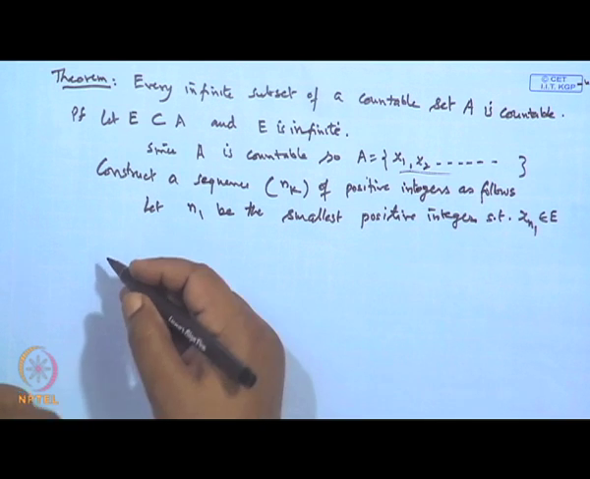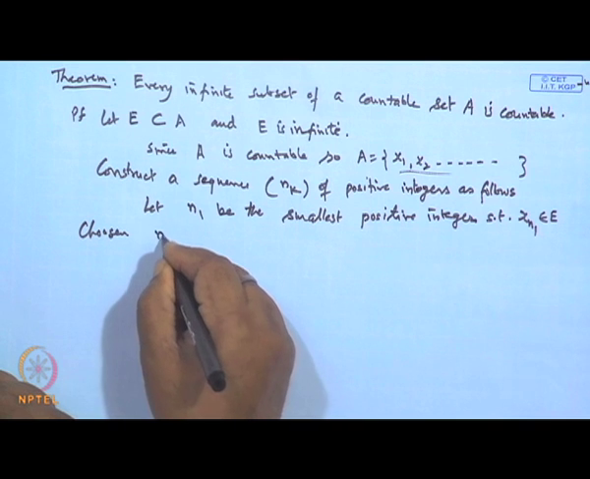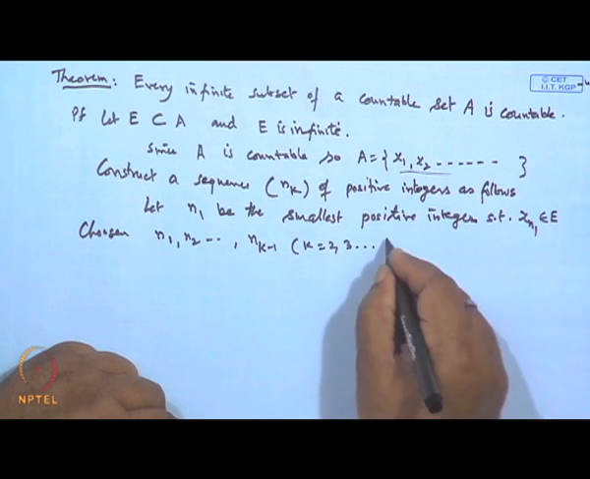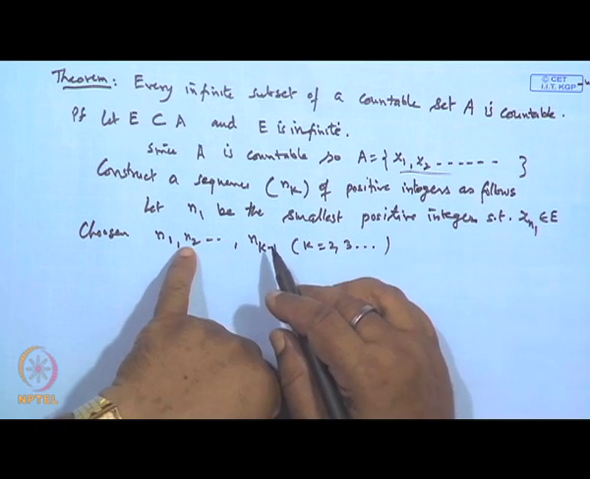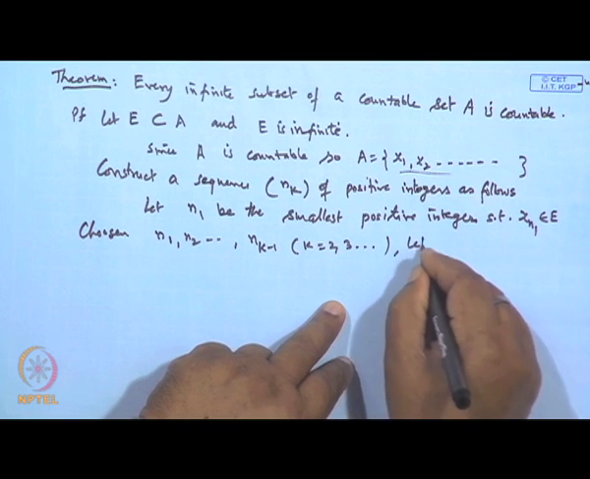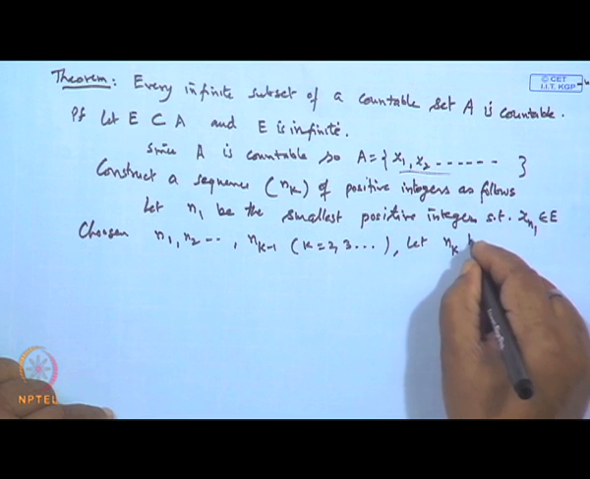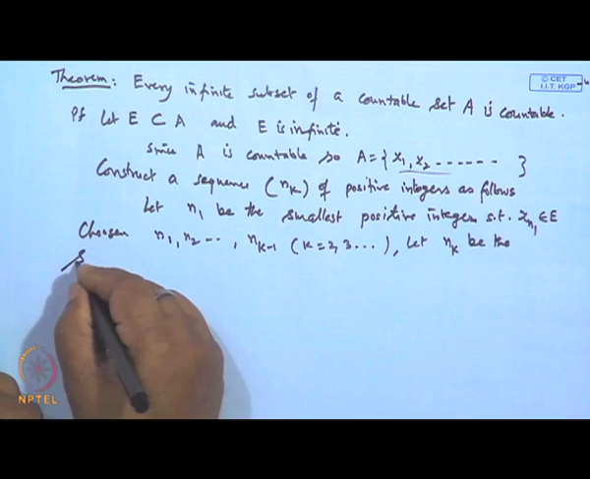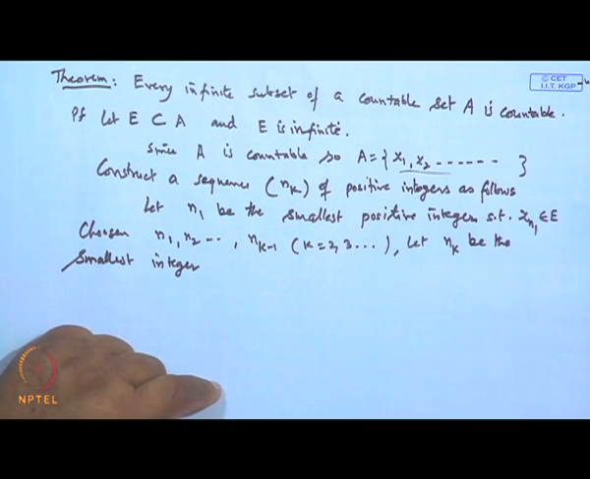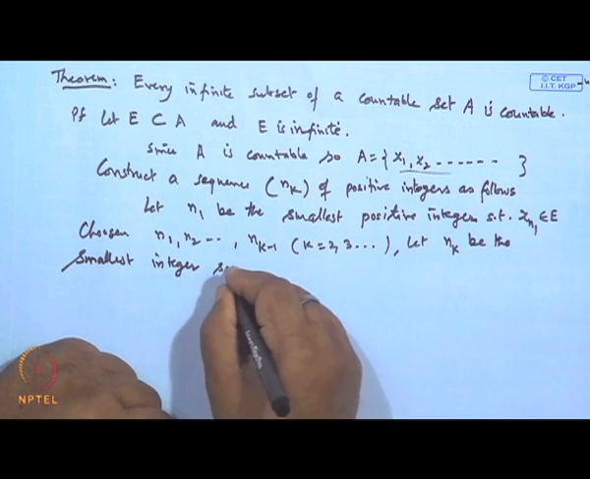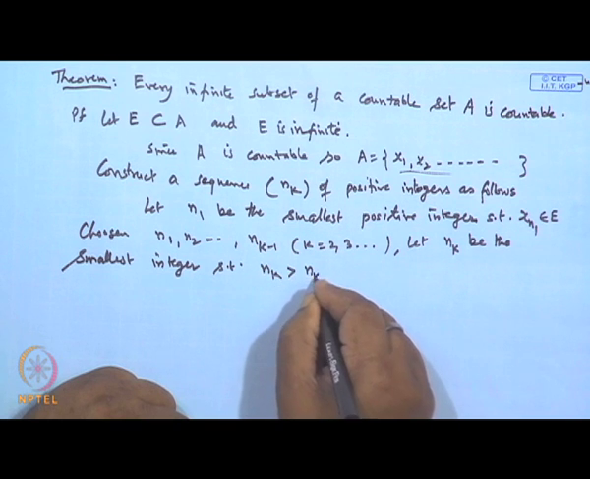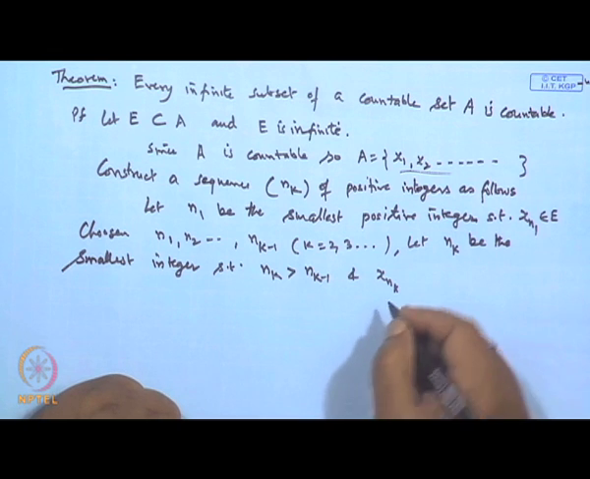Then assume that we have chosen n1, n2, up to n_{k-1}, where k is 2, 3, 4 and so on. After choosing in such a way, n2 is greater than n1 and such that x_{n2} belongs to E and so on. Let us take n_k to be the smallest integer such that n_k is greater than n_{k-1} and the corresponding term of the sequence x_{n_k} belongs to E.